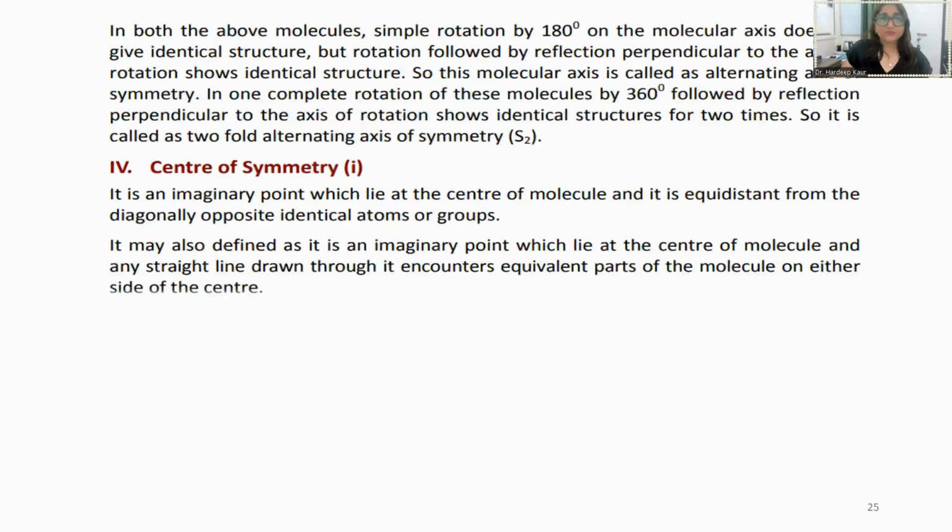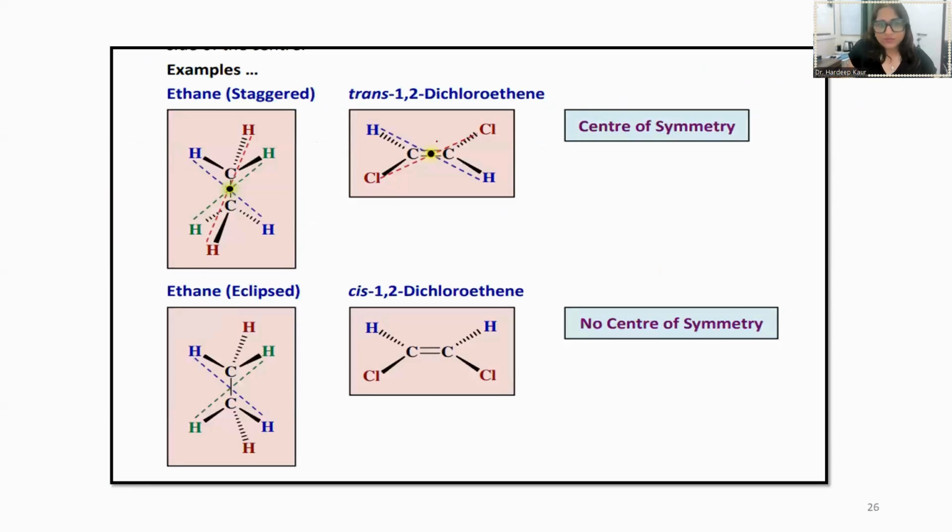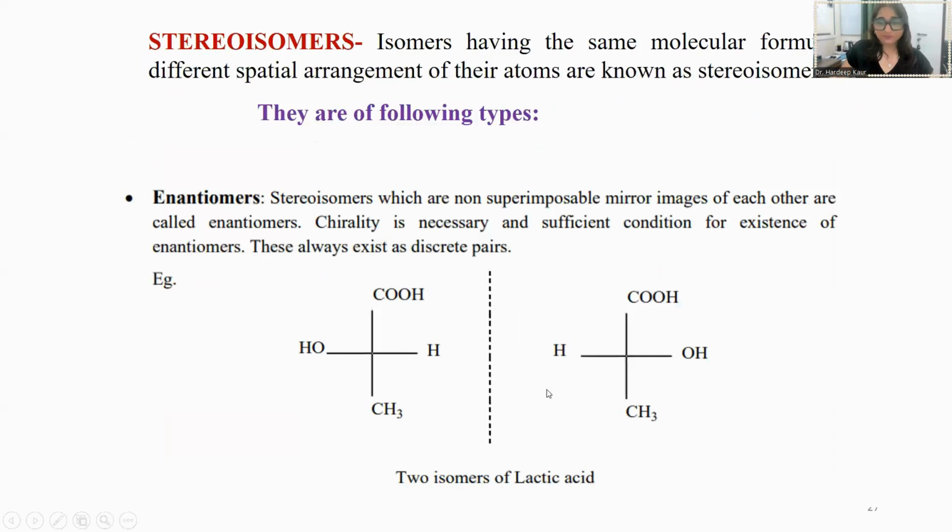You should know this. Center of symmetry is an imaginary point which is equidistant from diagonally opposite identical atoms of the group. Like this. So here it's an imaginary point. Hydrogen is at the same distance, and this is also at the same distance, so they have a center of symmetry. There is no center of symmetry here, right? Because this hydrogen and this chlorine don't have the same arrangement. One is at the back and the other is at the front. This is how we can talk about symmetry.